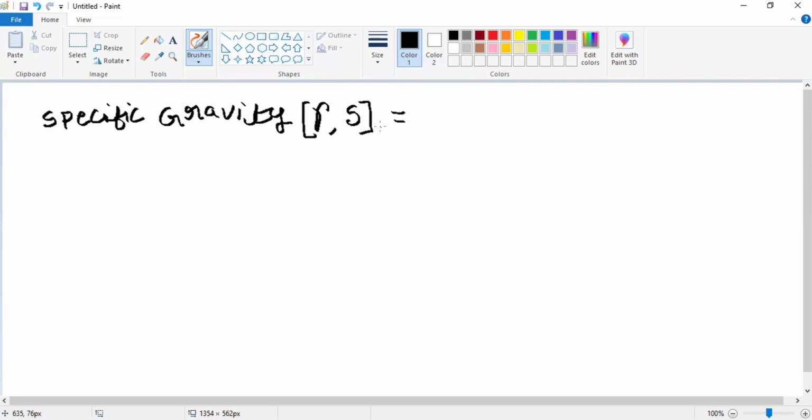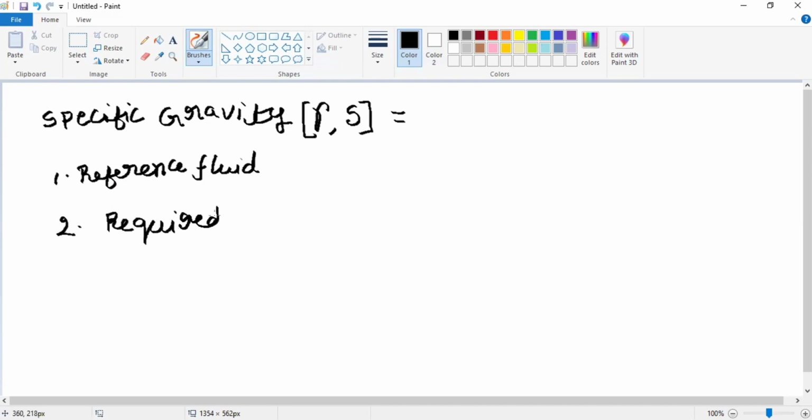To know about the specific gravity definition, we should know about two things. One is the reference fluid, and the second one is the required fluid. Reference fluid means, in this entire fluid mechanics and hydraulic machinery subject, the reference fluid is always water. Why? Because all the fluids can be compared with this water only.